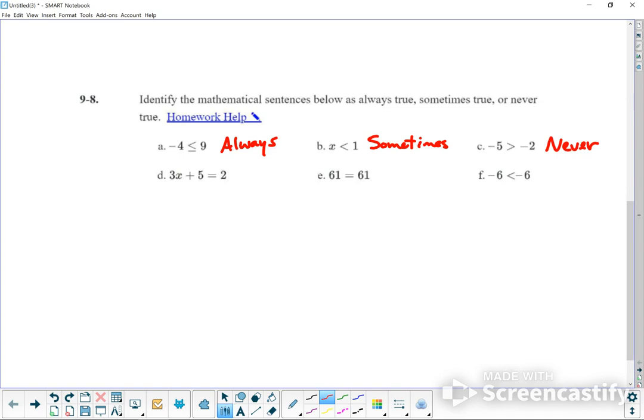times, infinitely other times. So this one, you subtract 5 and divide by 3, then you would get x equals, let's see, subtract 5, you get -3, divide by 3, you get -1. So x will equal -1. So this one is only true when x is -1. Right, so this one is going to be sometimes.